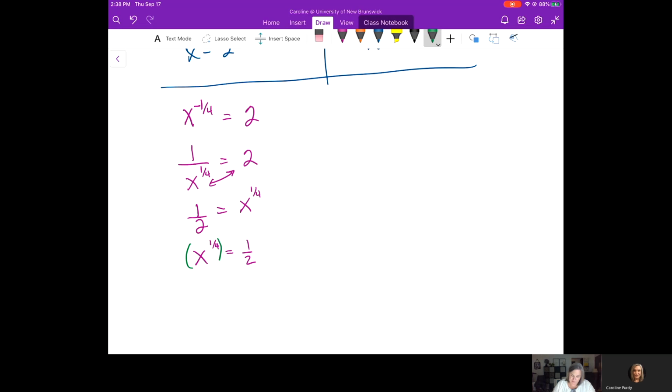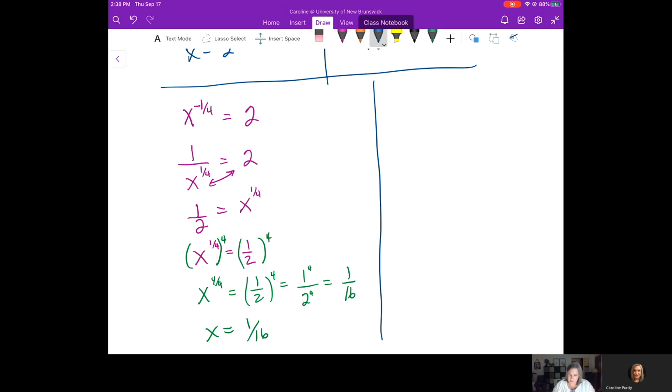Well, 1/4, to get rid of that, we take the power to the 4th power. This will give 4 over 4, which is 1. And 1/2 to the 4th power is 1 to the 4th, which is 1, over 2 to the 4th, which is 16. So x is equal to 1 over 16. Now I'm just going to put a little line here. Let's say you have x to the -1/3 equals -3.